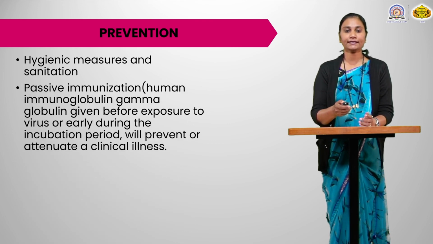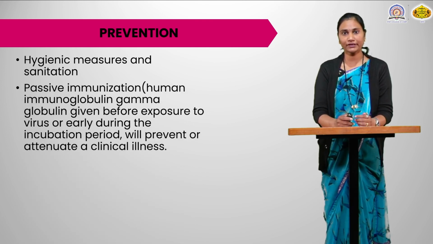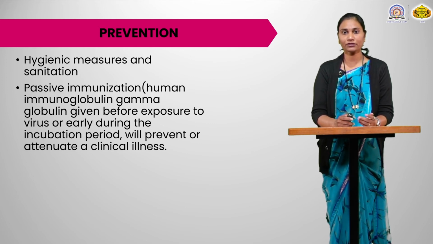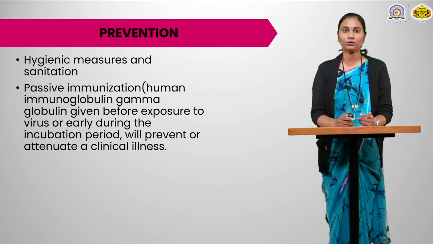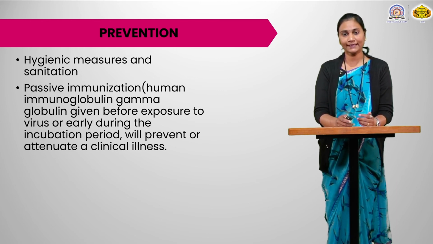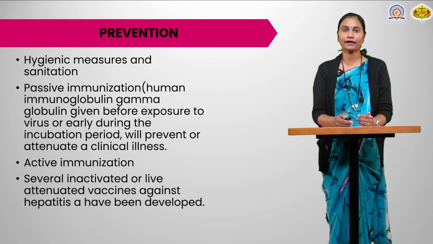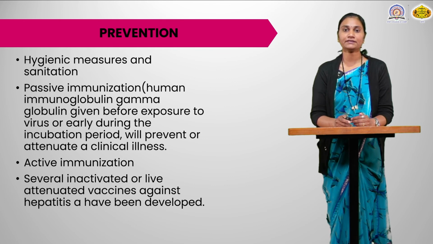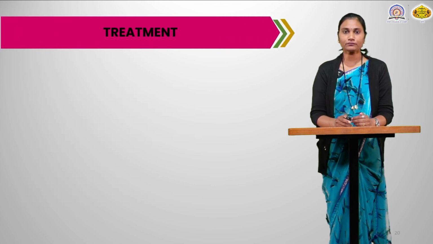So, even for hepatitis A, that is the major way by which you can prevent the occurrence of hepatitis A infection. Then secondly, passive immunization with human immunoglobulin can be given to people who are at risk to avoid hepatitis A infection. Then active immunization is also there, and several inactivated or live vaccines are there which can also help in avoiding hepatitis A infection.